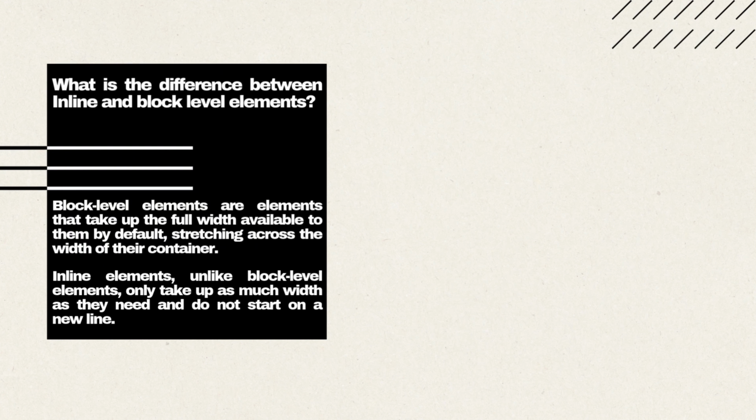The next thing we have is the difference between inline and block level elements. Block level elements are elements that take up the entire width of the screen. They take up their entire width for that particular line, and they push any element after them to a new line. Whereas inline elements only take up as much width as they need, and they do not start on a new line.